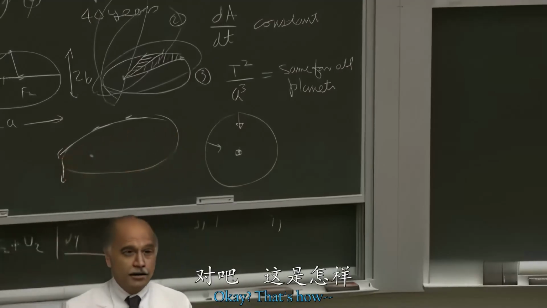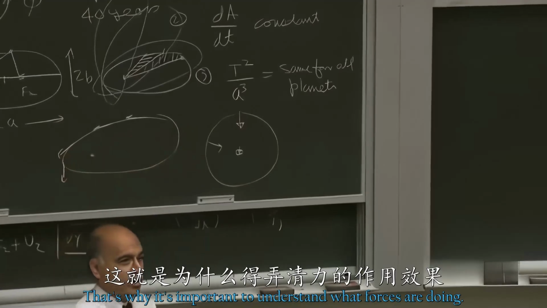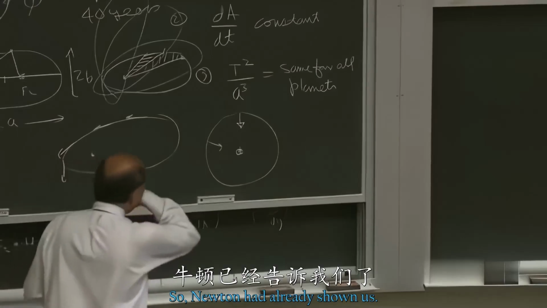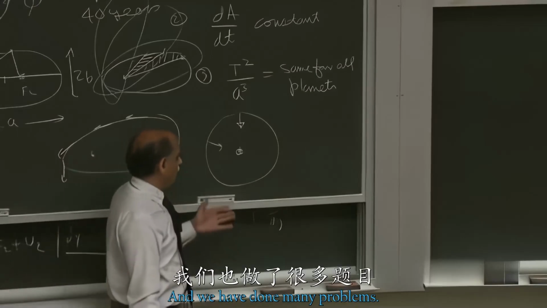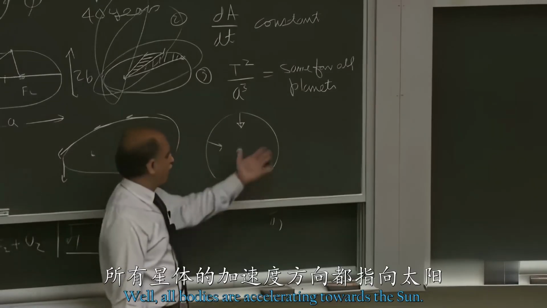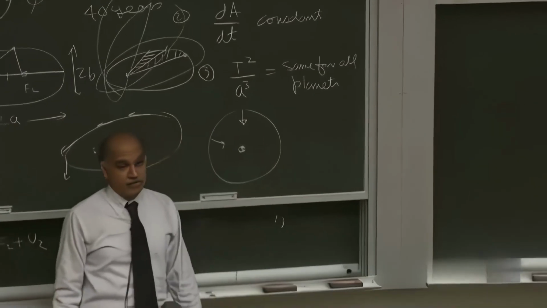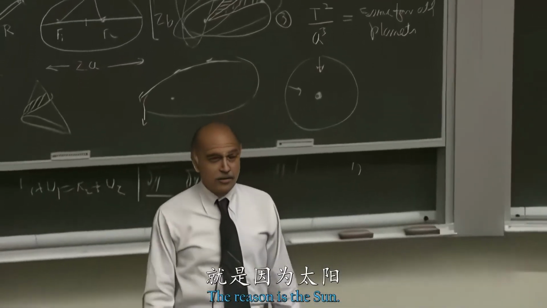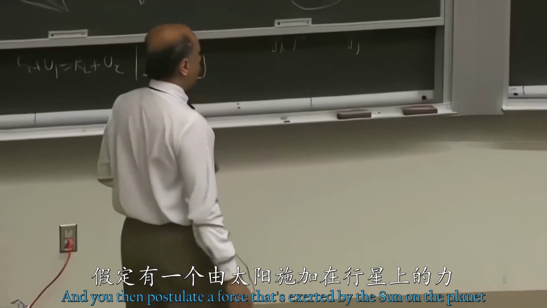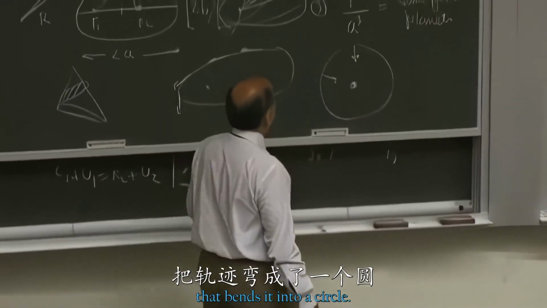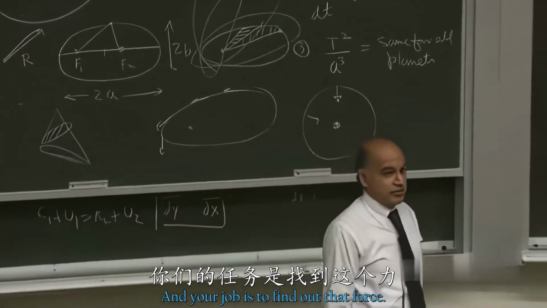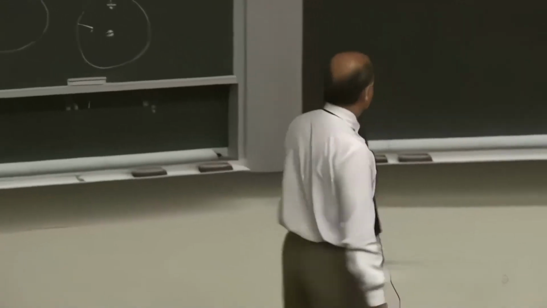Okay? That's why it's important to understand what forces are doing. Forces are causing acceleration. So Newton had already showed us, and we have done many problems, when a body accelerates, there's a reason for it. Well, all bodies are accelerating towards the sun. It's fairly clear what the reason is. The reason is the sun. And you then postulate a force that's exerted by the sun on the planet that bends it into a circle. And your job is to find out that force. What's the nature of the force?